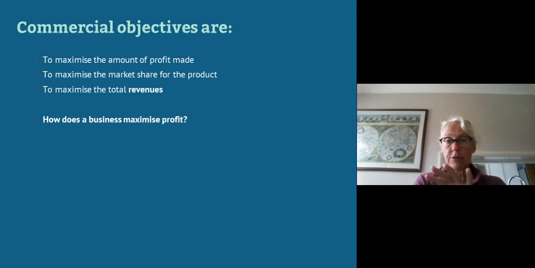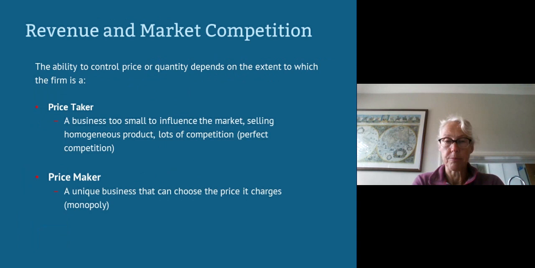Now, I have to say that I've put these as commercial objectives, but even in the voluntary third sector and the public sector, to some extent, they also want to try to do these sorts of things too, because they need to be able to break even when they're running an event. So we want to look at how a business maximises profit, and we'll go through this in a number of recordings. But first of all, I want to talk to you about the different forms of market competition.